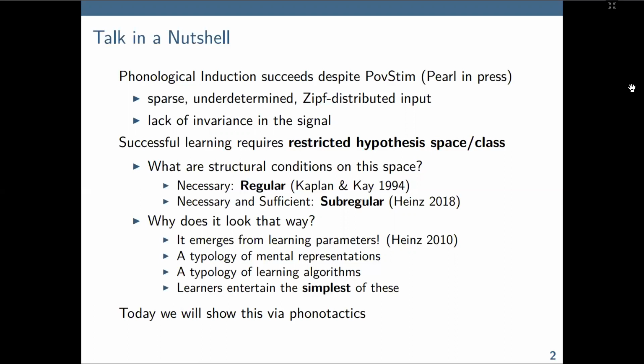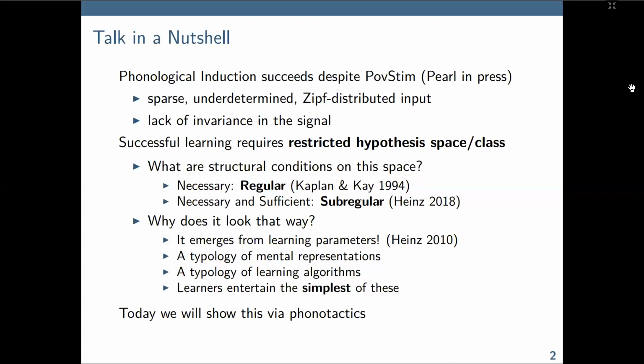Okay, so a necessary condition for phonology is that this space has to be regular, that phonological induction takes as its hypothesis class the regular class of languages. Okay, so this was a result that's been shown, for example, by Kaplan and Kay. But it's necessary, but it's not enough. We need something a little bit stronger. So to go for necessary and sufficient, the hypothesis space or class is posited to be in the subregular region, or the subclasses of the regular languages. And this is shown by Heinz in many papers, and for a recent overview, see Heinz 2018.